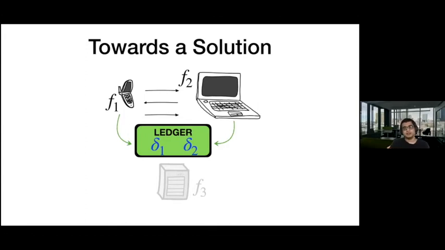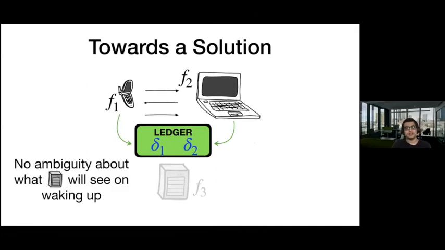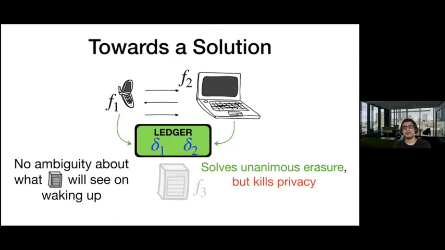And for example, in the previous case, the Delta 1 and Delta 2 values are what's going to appear on the ledger. And there's no ambiguity about what the server is going to see on waking up. Right? Like when the server wakes up, you're going to see exactly what everyone else sees on the ledger. This solves the unanimous erasure problem, but it kills privacy. Like the whole point of proactive refresh is that you can privately communicate new values, or refresh packages, that stay private in some sense.